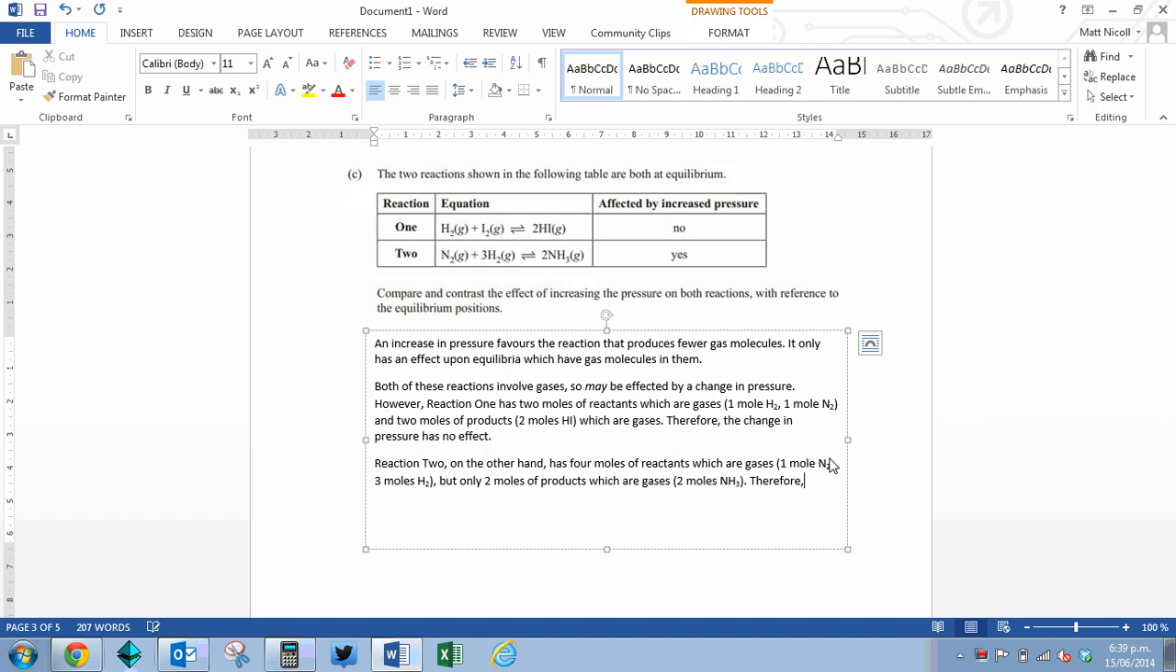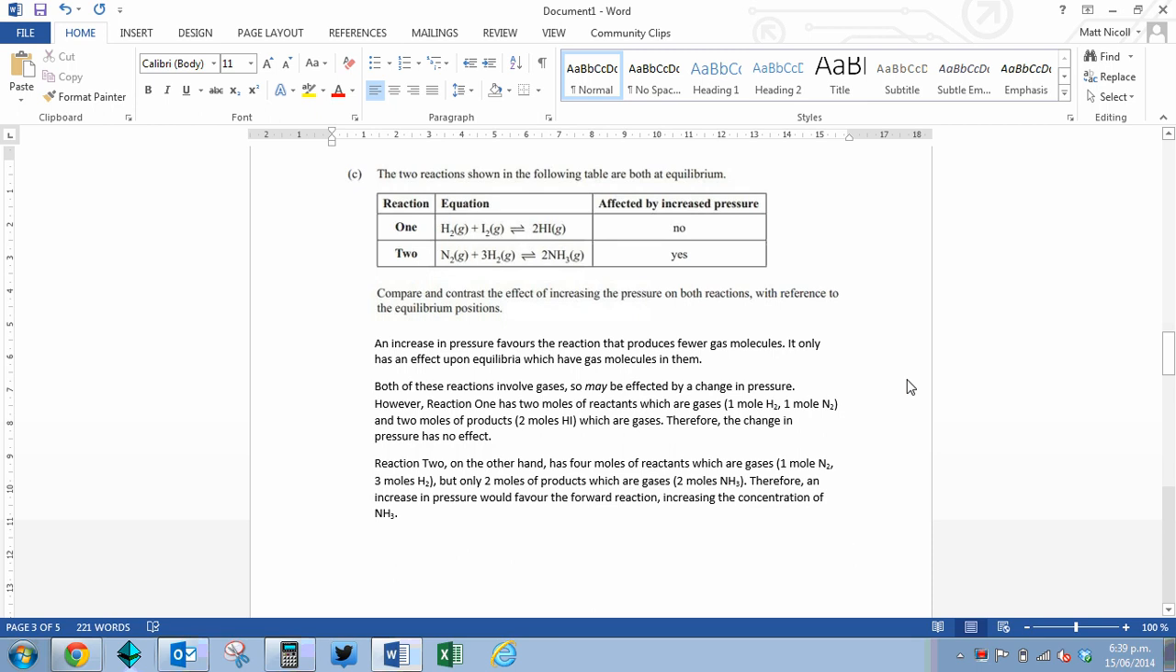Okay, therefore, an increase in pressure would favour the forward reaction, increasing the concentration of NH3. I'd be pretty happy with that if I read that as an answer.